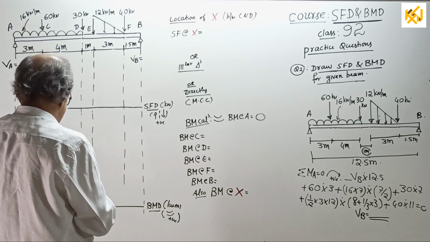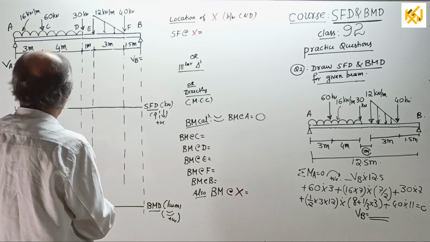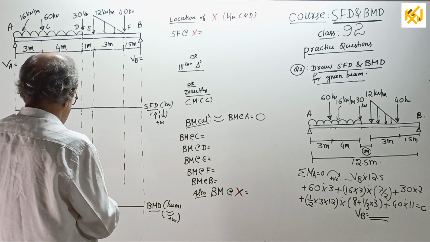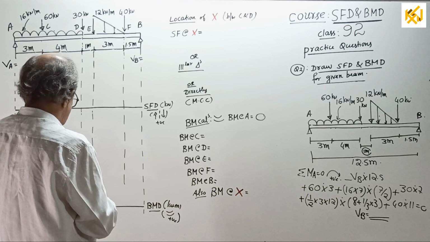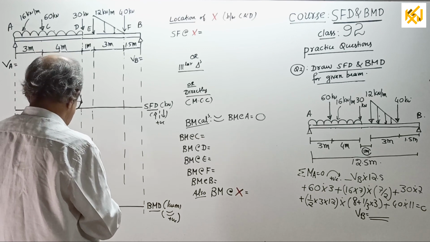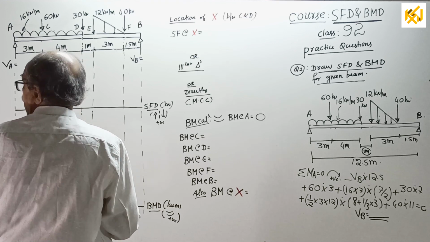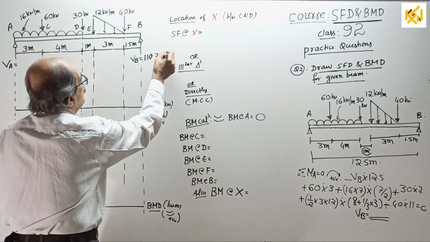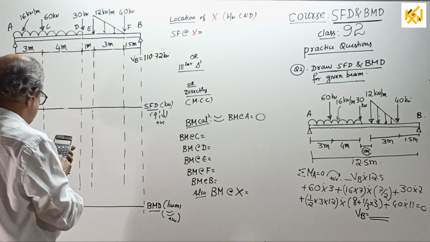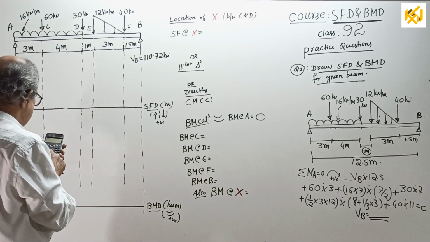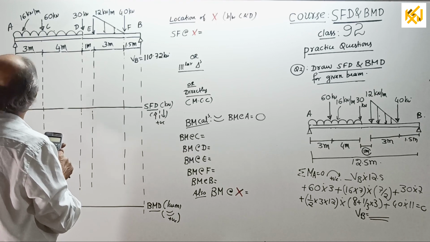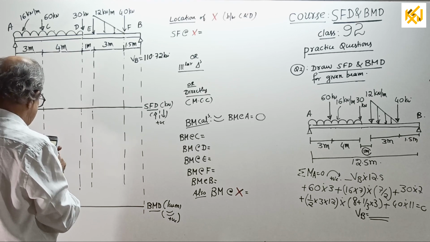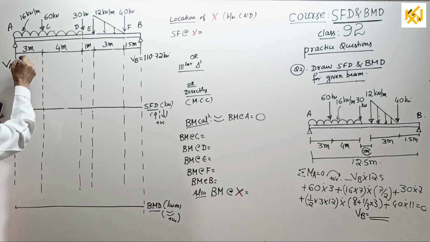16 into 7 into 3.5, plus 60 into 3, plus 30 into 7, plus 18 is the total load, 18 into 8 plus another 1 meter, plus 40 into 11, divided by 12.5. That is 110.72 kilonewton, which is VB. Then minus 40, minus 18, minus 30, minus 60, minus 16 into 7. That's all. Yes, 149.28 kilonewton.